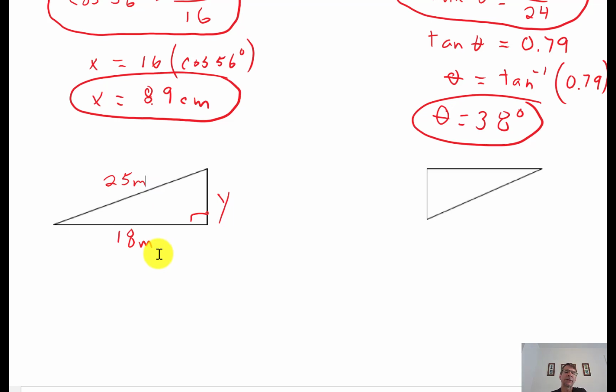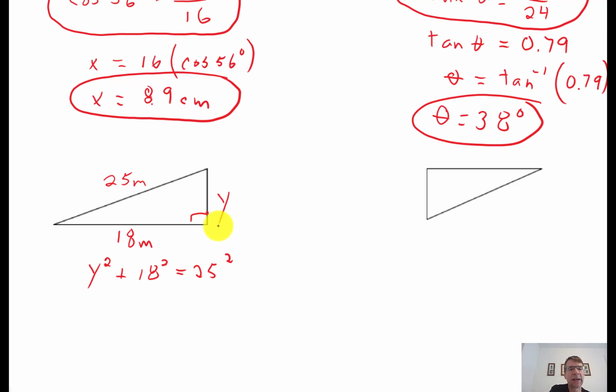Now this one's tricky because it's not sine, cosine, or tangent. Hopefully you remember that this is a direct application of the Pythagorean theorem. A squared plus b squared equals c squared. So I'm going to review that. Make sure you watch out for that one. It's y squared plus 18 squared equals 25 squared. 25 is the hypotenuse. The 18 and the y are the 2 legs.